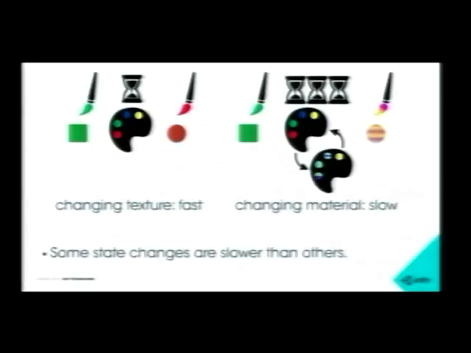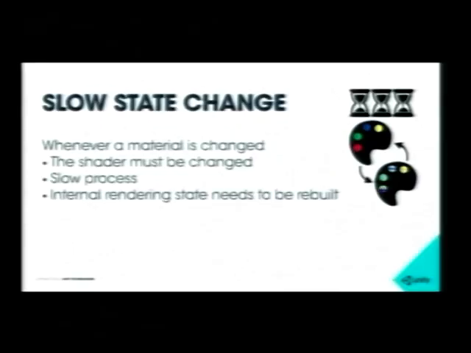When it comes to state changes, some are faster than others. For example, a simple material property change, like a texture, is considered relatively fast, whereas changing the material itself is slow. A slow state change will happen whenever a material is changed. This is because internally, Unity must change the shader that's being used, and this is a slow process. What happens internally is that Unity needs to rebuild the render pipeline and update things like blending states.